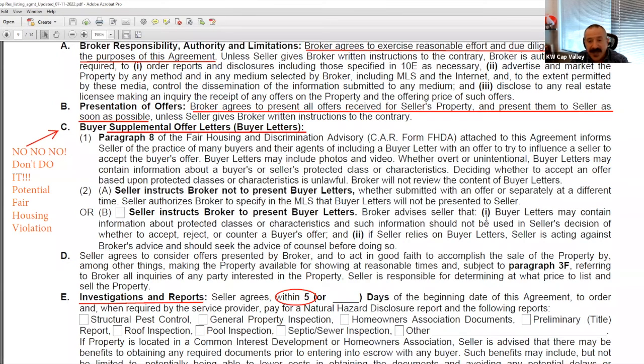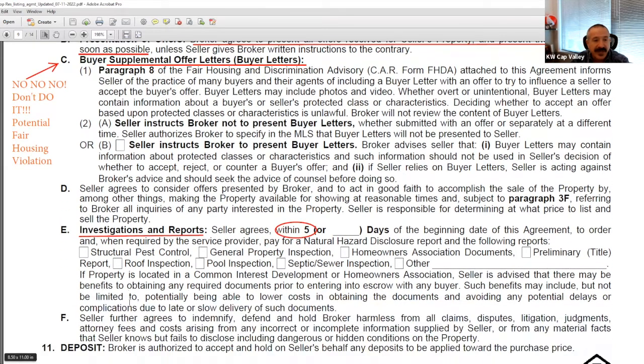Broker advises seller that one, buyer letters may contain information about protected classes or characteristics, and such information should not be used in seller's decision of whether to accept, reject, or counter a buyer's offer. And two, if seller relies on buyer letters, seller is acting against broker's advice and should seek the advice of counsel before doing so. So this is your safeguard. But like I said, the default is you're being told that you should not present those letters. All right.